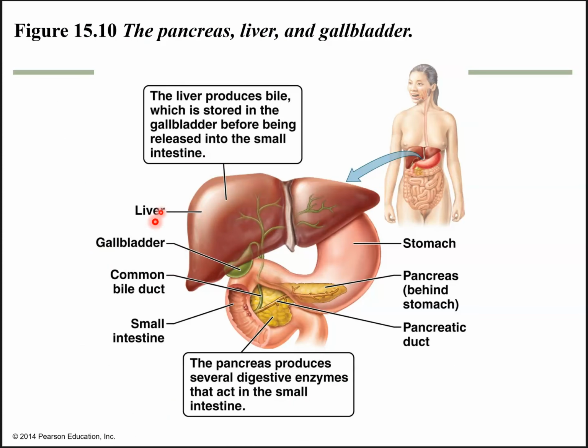So here you see all the three organs together. You see the liver, and the liver sits right under the diaphragm, and there's the stomach. Right behind the stomach, you have the pancreas. The pancreatic duct is right over here. It combines with the common bile duct and then releases the juices into the small intestine.